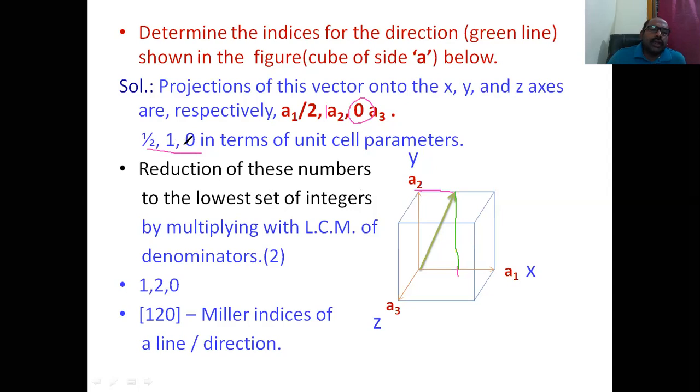The LCM of the denominators is 2 only. We multiply all the numbers by 2: 2 into 1 by 2, 2 into 1, 2 into 0. So we get 1, 2, 0. The direction indices are 1, 2, 0.